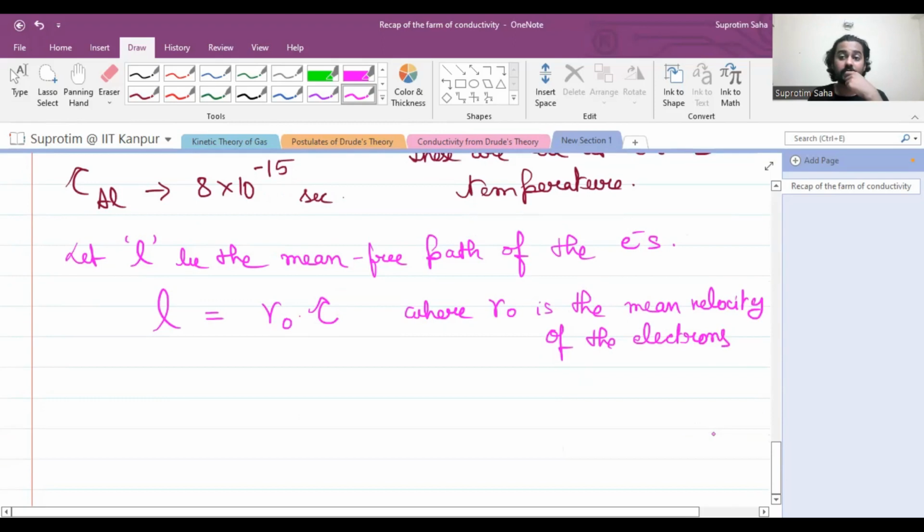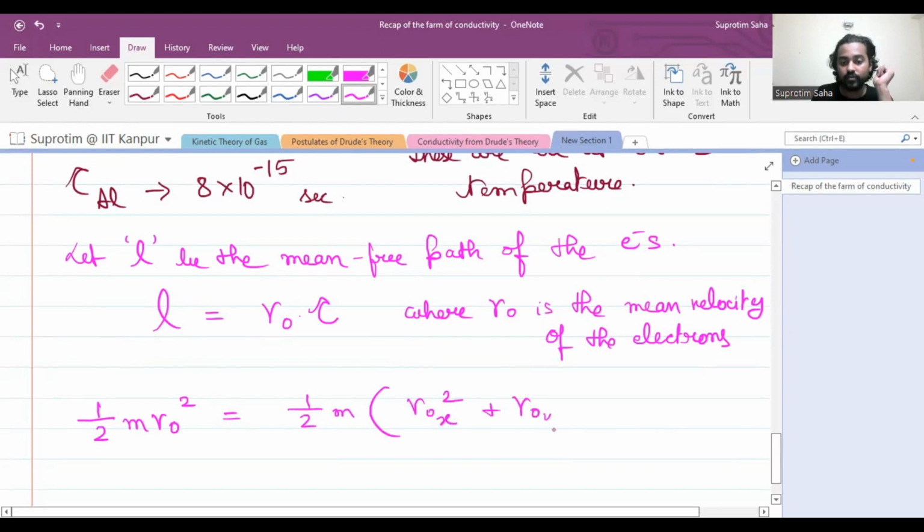Now, if you recall from earlier lectures where we recapped the kinetic theory of gases, we talked about the classical Maxwellian-Boltzmann distribution. There we took help from the equipartition theorem. It suggests that the mean kinetic energy of m v naught squared is given by half m times v naught x squared plus v naught y squared plus v naught z squared.